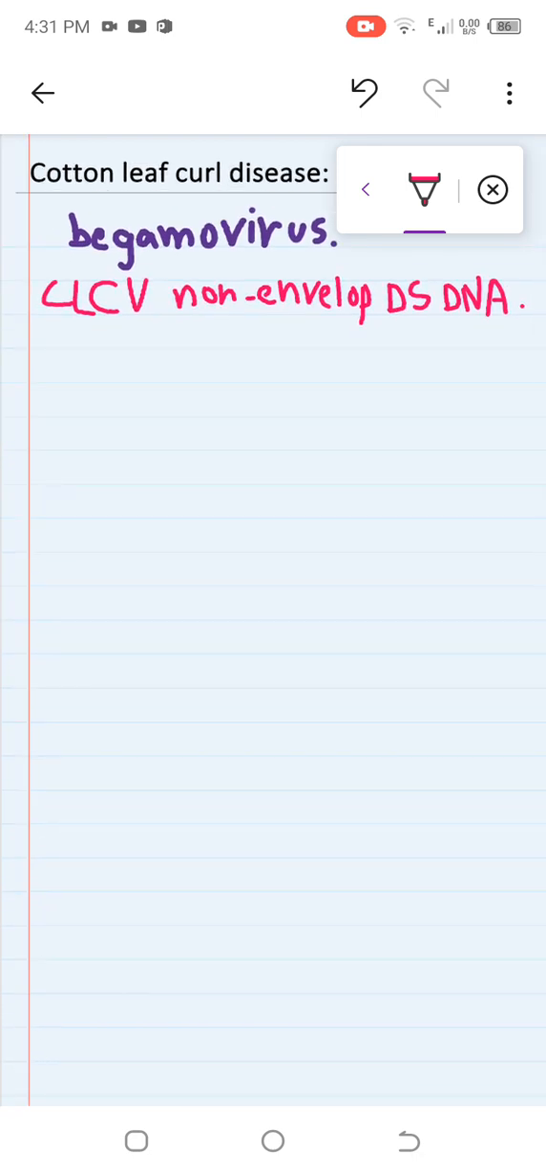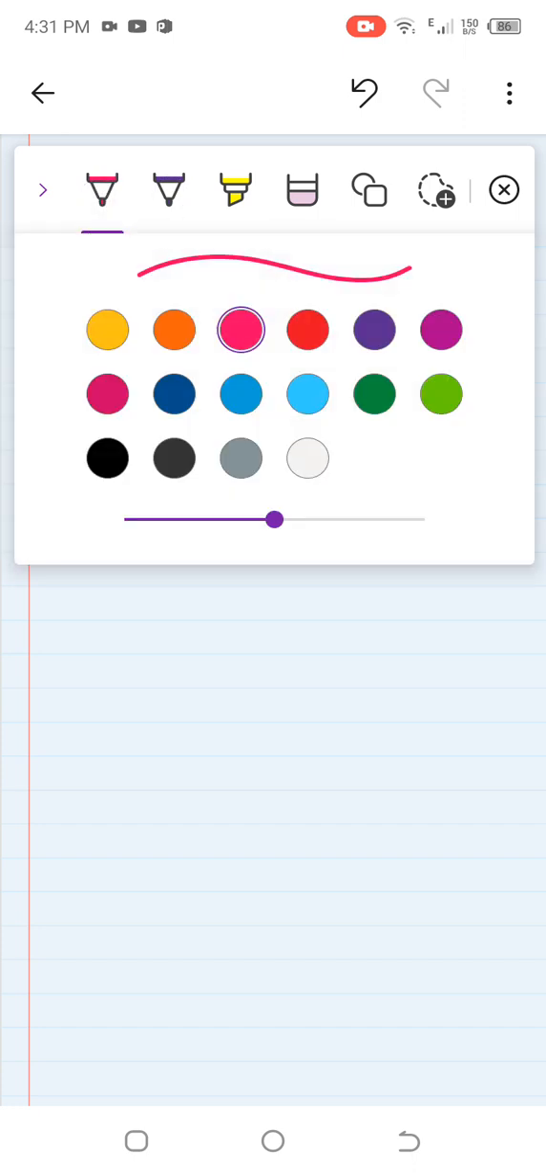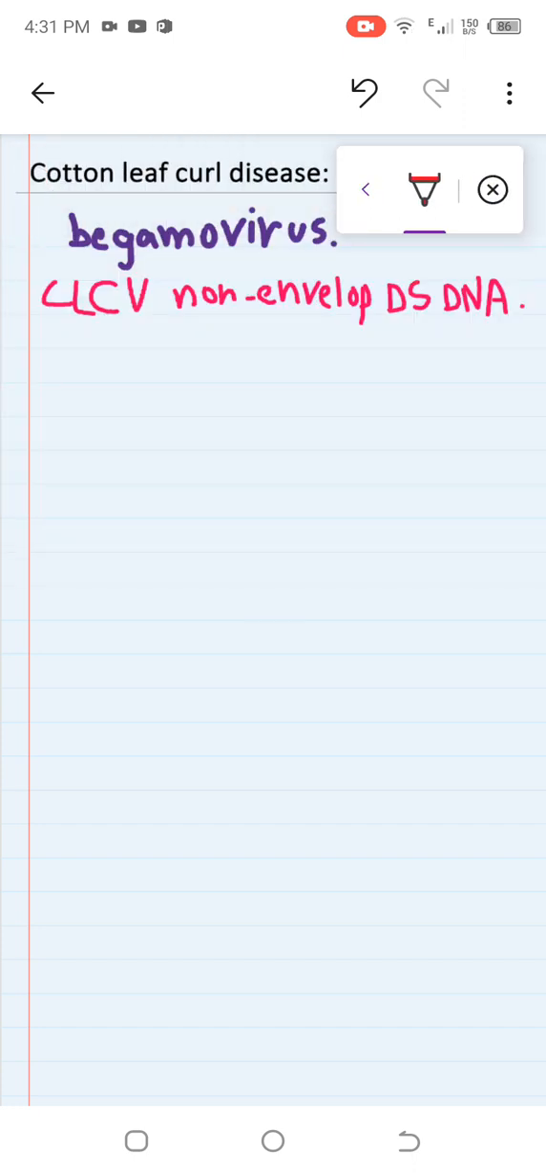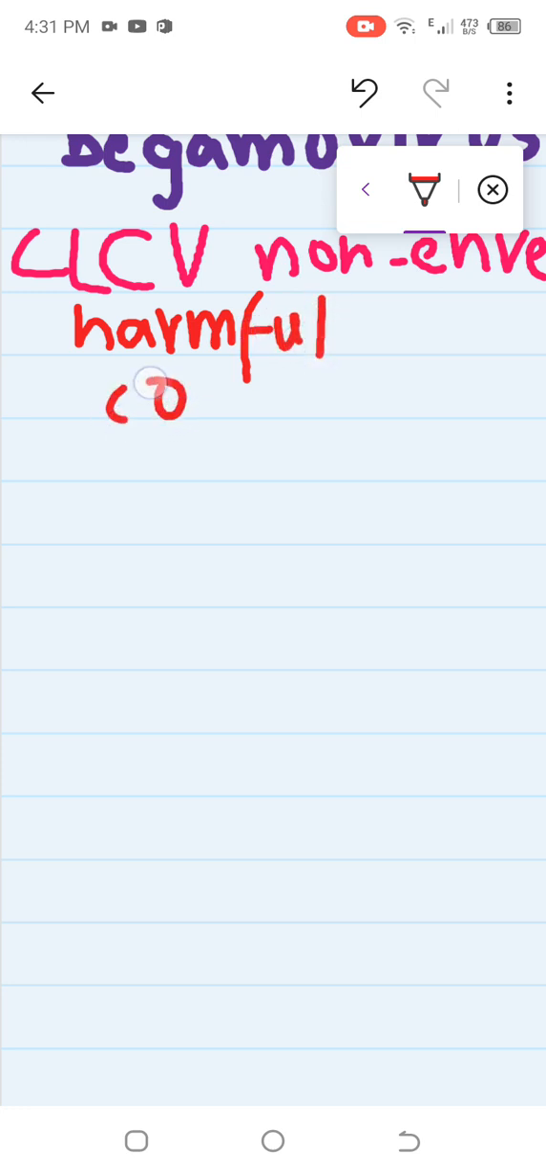Now it is very harmful for crops, particularly the cotton plants, as this is cotton leaf curl. It is more harmful for the crops, and particularly it infects the cotton plant.